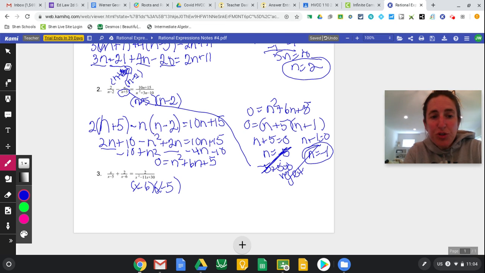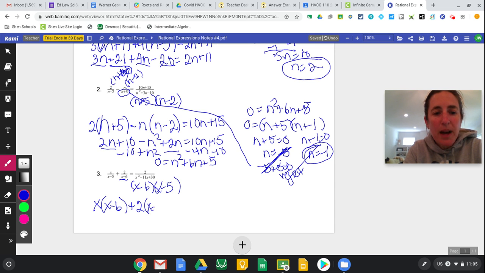Okay, so the first fraction has x minus 5. It needs the x minus 6. The second fraction has the x minus 6. It needs the x minus 5. And the last fraction does not need either. Distributing out, I've got x squared minus 6x plus 2x minus 10 equals 2.